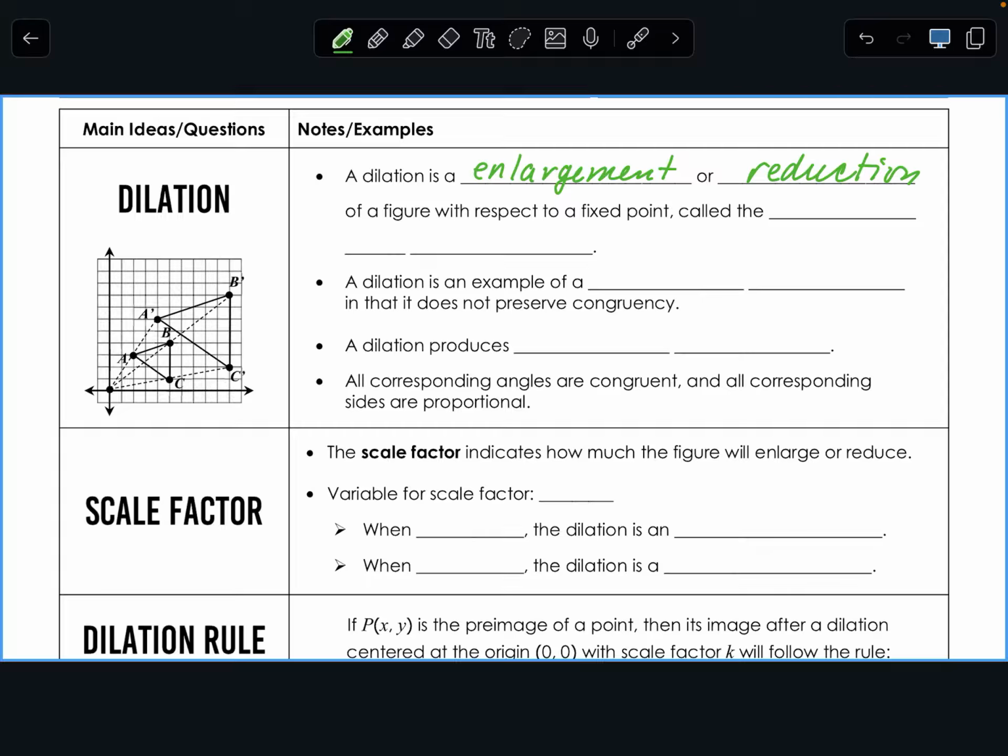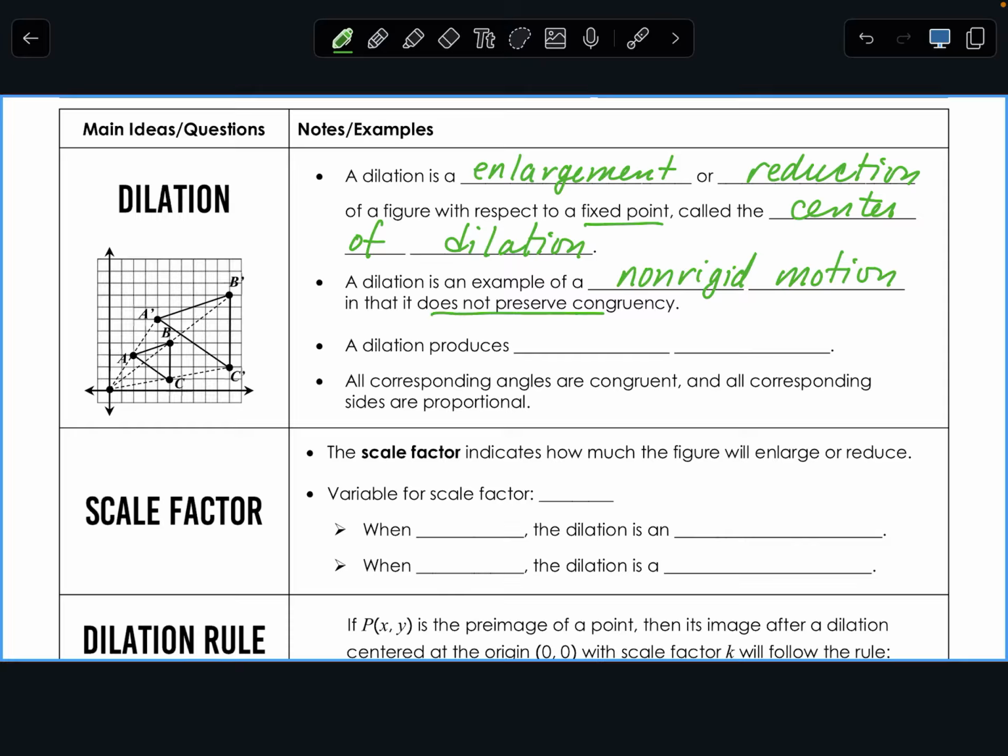And we do it around a fixed point. So that's called the center of dilation. We're going to use the origin. It can be other points as well, but we're going to use the origin. A dilation is an example of a non-rigid motion. That means that it's going to change. Rigid means stiff. Non-rigid means malleable or changeable.